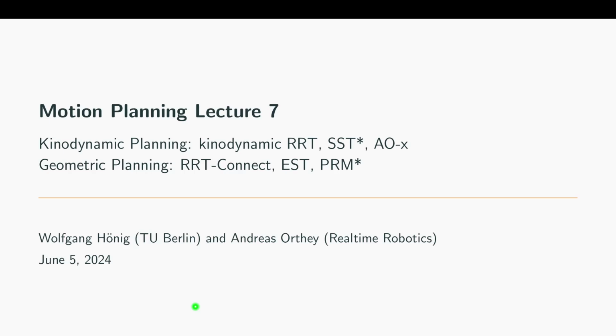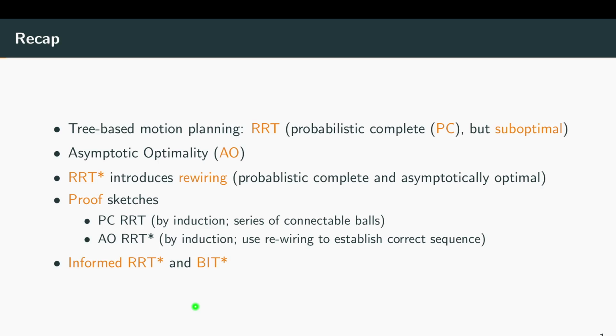Last time, Andreas talked a lot about tree-based planning. So we looked at RRTs and the properties of it. One important property was probabilistic completeness, which means if a solution exists, we will find it under the assumption that we just run our algorithms basically forever. And we also looked at asymptotic optimality.